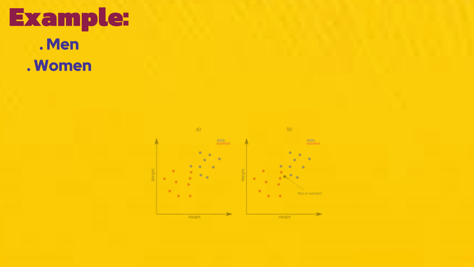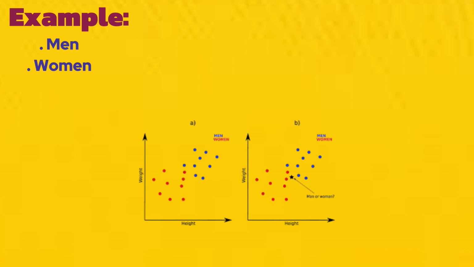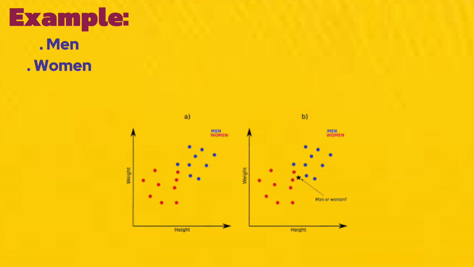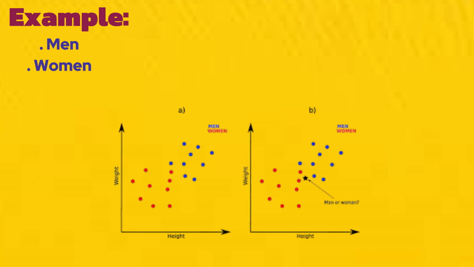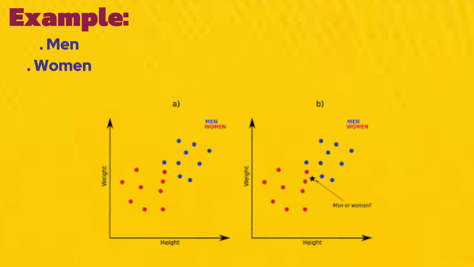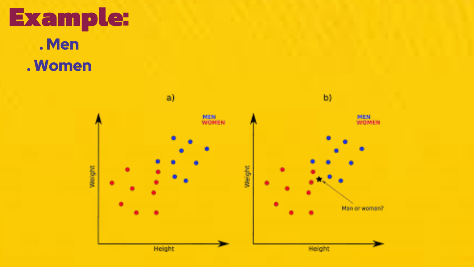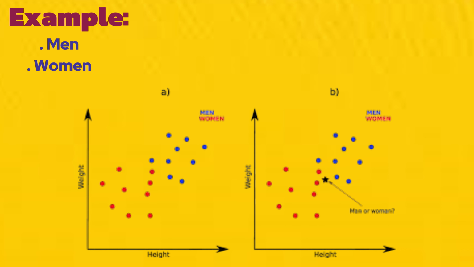Understanding the SVM with an example. Consider a simple example of classifying men and women based on height and weight. We plot this data and draw lines to separate the two classes. The optimal hyperplane is the one that maximizes the margin between the two classes. This ensures that new data points are classified correctly.